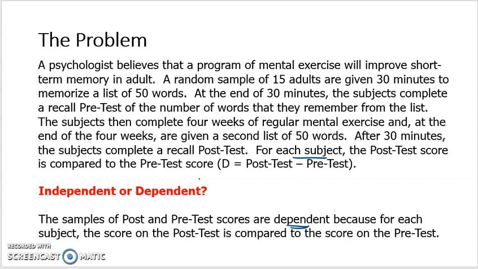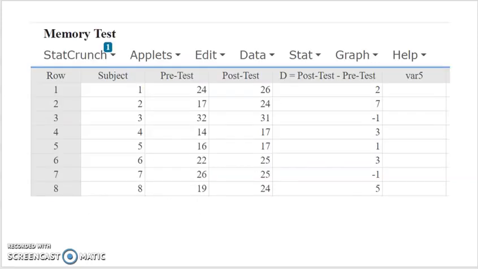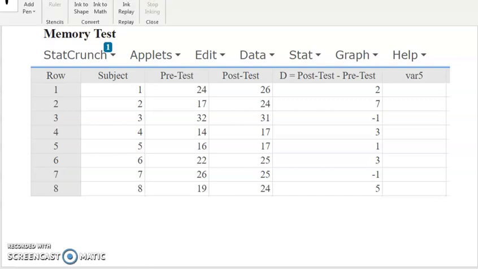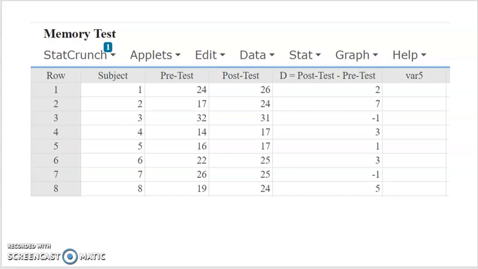pre-test. Here's a quick look at the data, and I'll bring it up in StatCrunch in a bit. You've got the subject, so subject numbers 1 through 15. I don't have all of them on here. Their pre-test score, their post-test score, and then the difference. So now notice what I've done here. I've just subtracted post-test 26 minus pre-test. That equals 2. Post-test 24 minus pretest, which is 17, equals 7, and so forth. So that's what I mean by comparison. You're actually finding these differences.